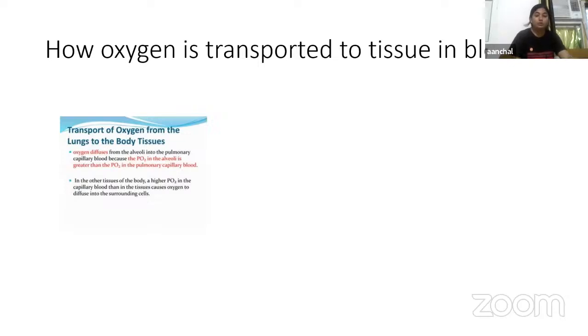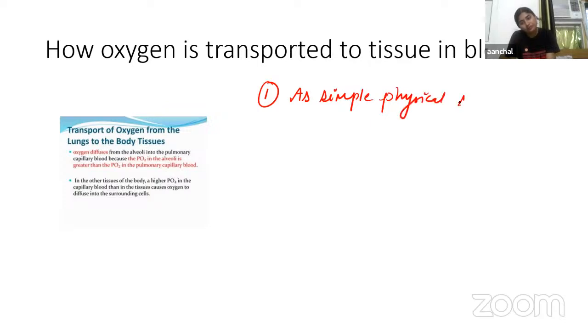Now, we're going to first understand how the transportation of oxygen occurs. Oxygen is transported from the alveoli of the lungs to the cells by blood in two forms. And what are those forms? Like a simple physical solution, that is approximately 3%.